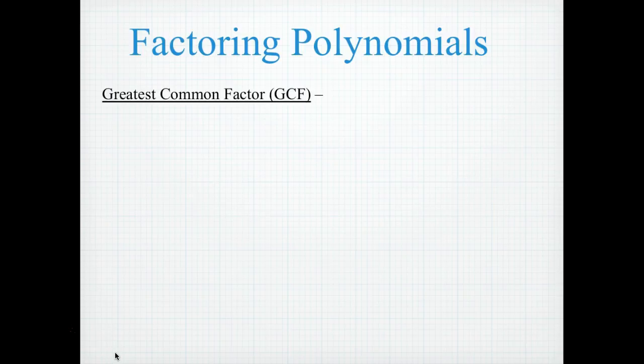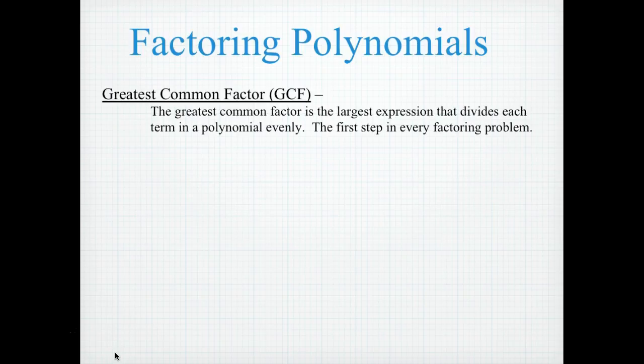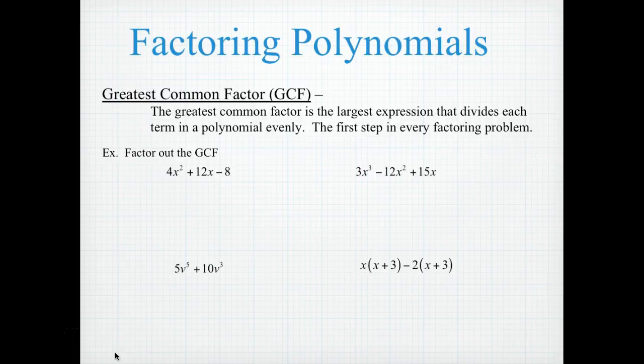We start with the greatest common factor. The greatest common factor is the largest expression that divides each term in a polynomial evenly. As we said previously, GCF has to be the first step in every single factoring problem. So here's a few examples. In the first example, we have 4x squared plus 12x minus 8. We're going to factor out the 4 as the greatest common factor. Since not all terms have an x, we can't factor out the variable. So we factor out the 4, and we're left with x squared plus 3x minus 2.